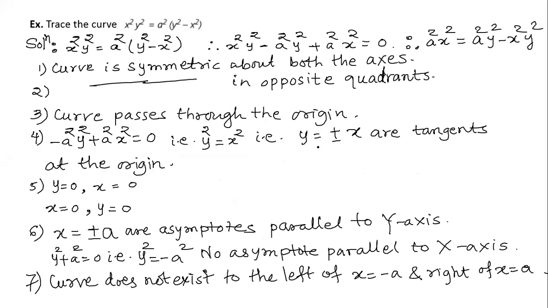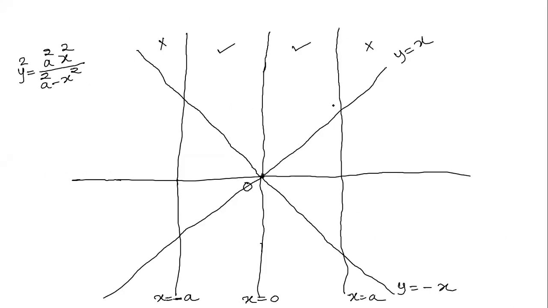Curve passes through origin. Y equal to x is tangent at origin. Y equal to minus x is tangent at origin. X equal to a is asymptote. X equal to minus a is asymptote. So the asymptote must be from the left-hand side, as the curve does not exist to the right of x equal to a. And before that, the curve is passing.